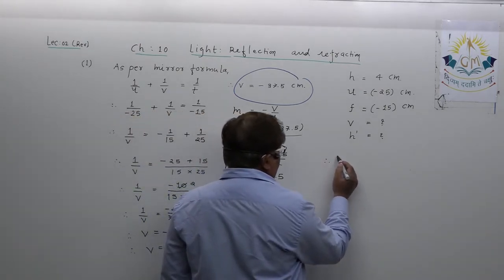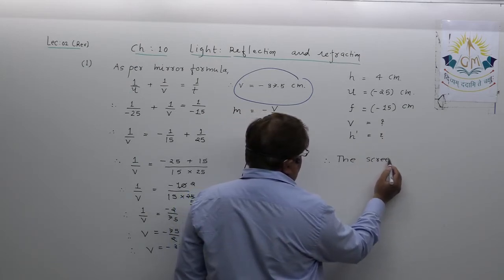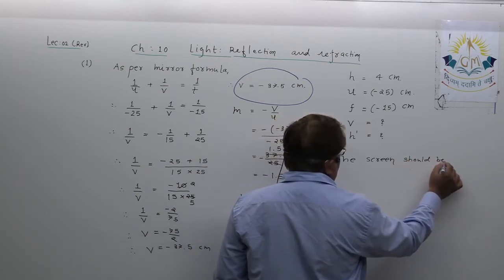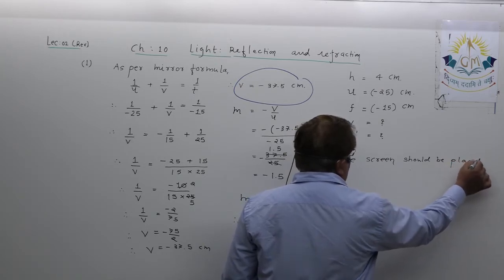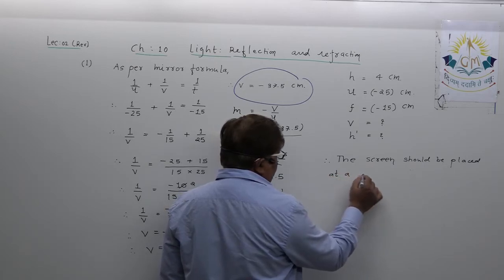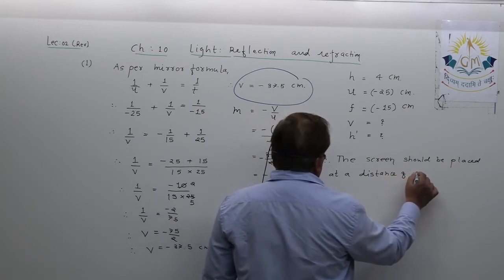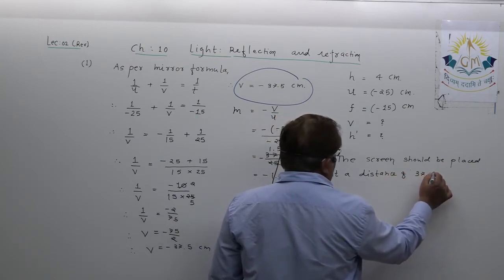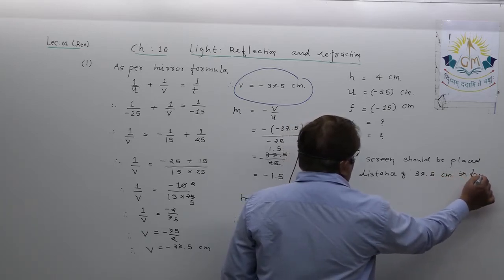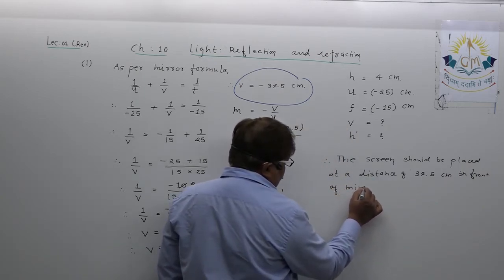Therefore, this is the final answer. In exam, you need to write the final statement. The screen should be placed at a distance of, here you don't show the sign, 37.5 centimeter in front of the mirror. This is your first answer.